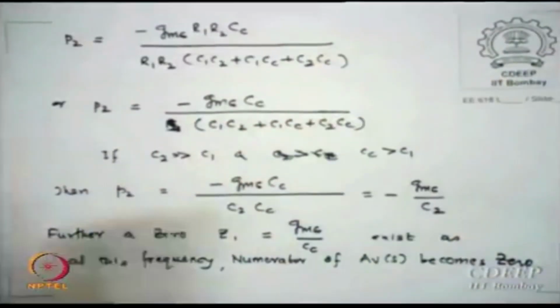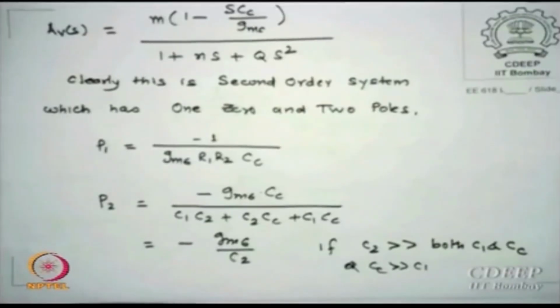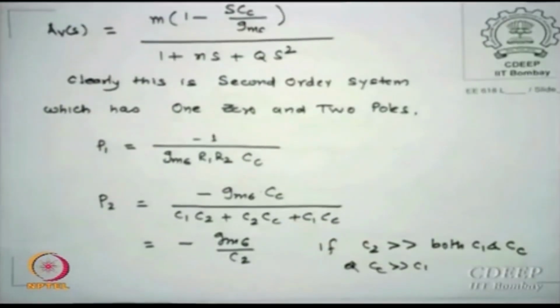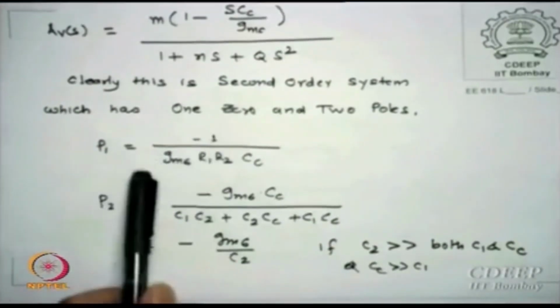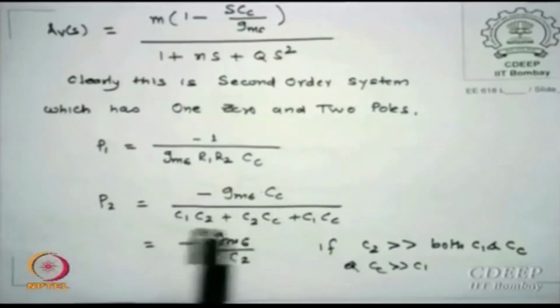So rewriting whatever I wrote here, in a nutshell, is the following. I am giving it again as a final version. If you have not written it, you can write it down here. The gain function is m1 minus sCc by gm6, 1 plus s over p1 and so on; I already defined those. The first pole is minus 1 upon gm6 R1 R2. The second pole is gm6 Cc upon this.